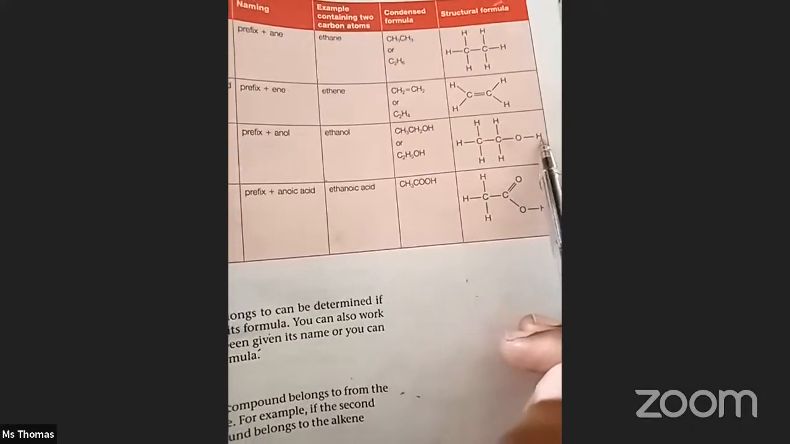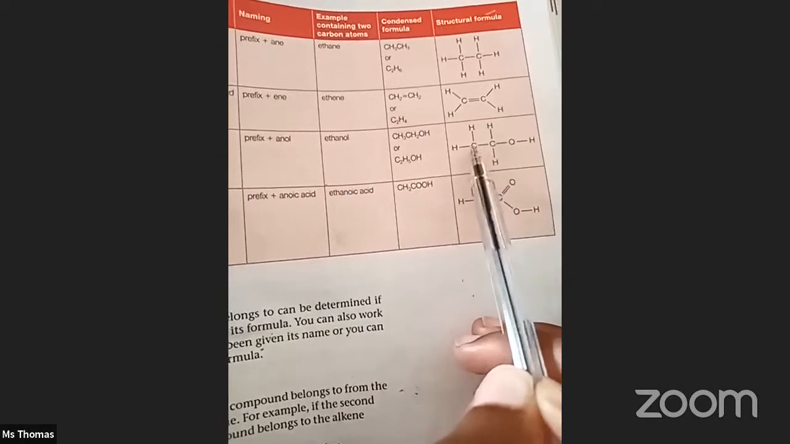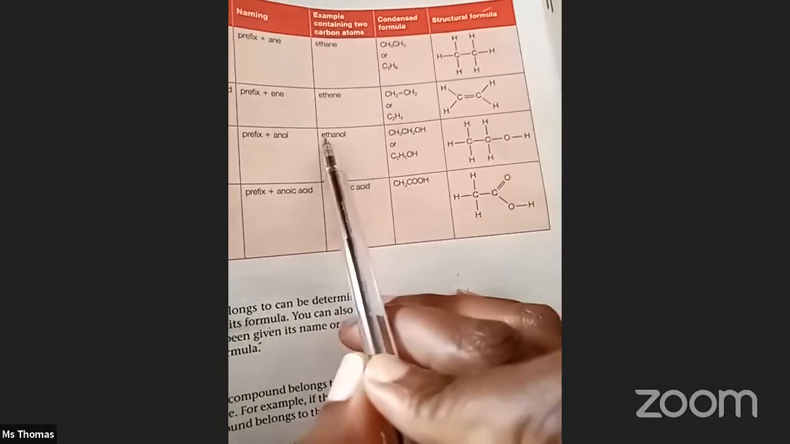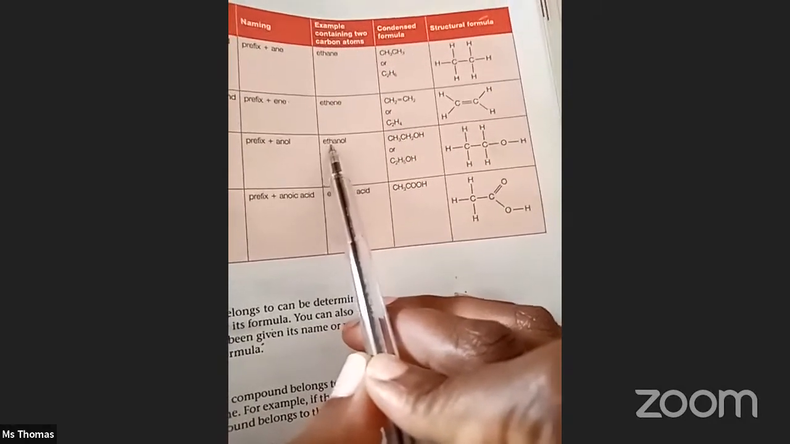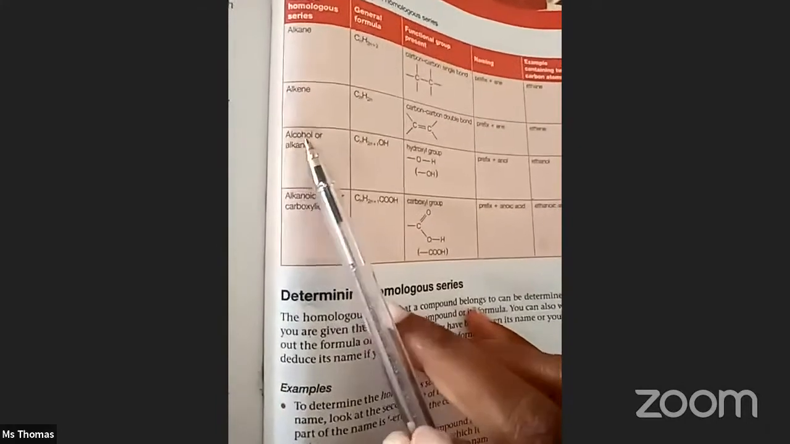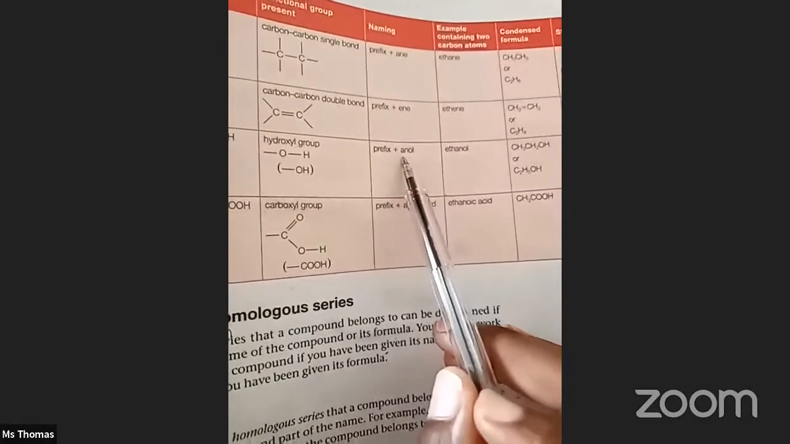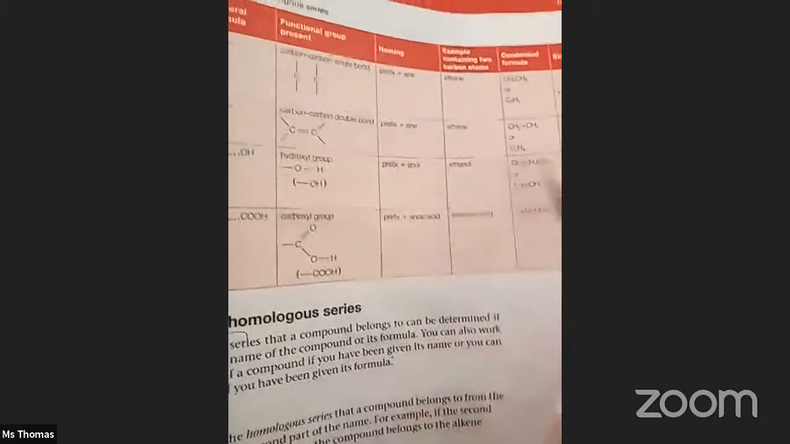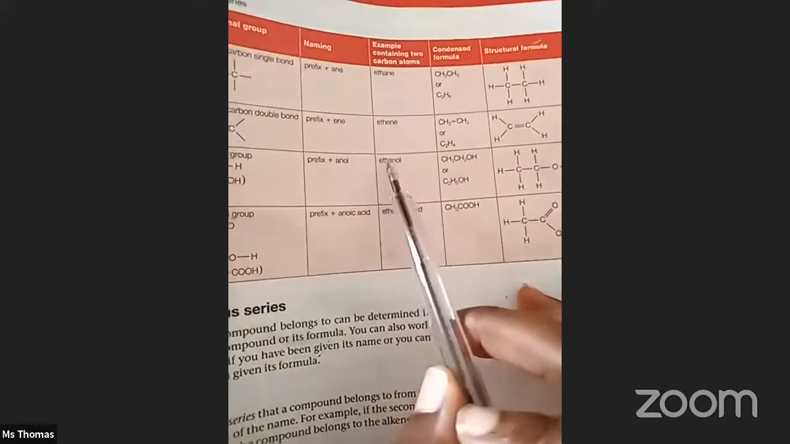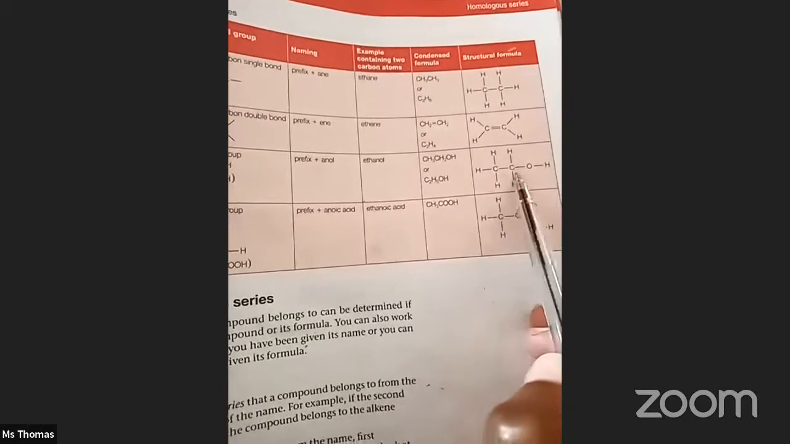Let's look at this one. This compound here has an OH group attached to it, an O and an H. It also has 2 carbons. So if you have 2 carbons, what do you name the compound? The first part of the compound must be eth. And if you have an OH group, the last part means that it's from the group alcohols. That means the last part of the name is going to end in anol, for alcohol. So eth, anol: ethanol.